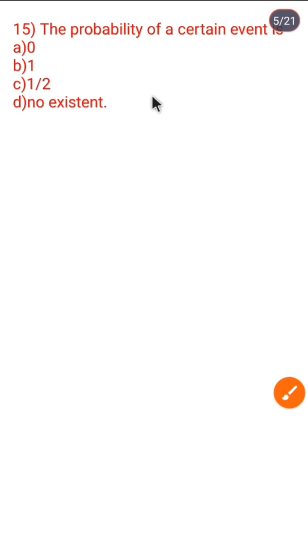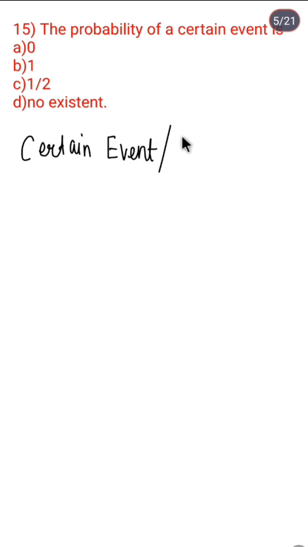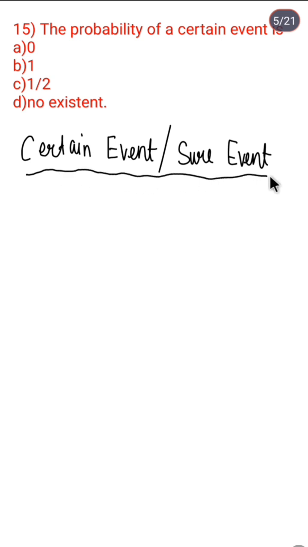Next question is, the probability of a certain event. What is the meaning of a certain event? A certain event, or we can say a sure event, means that the occurrence of the event is sure.